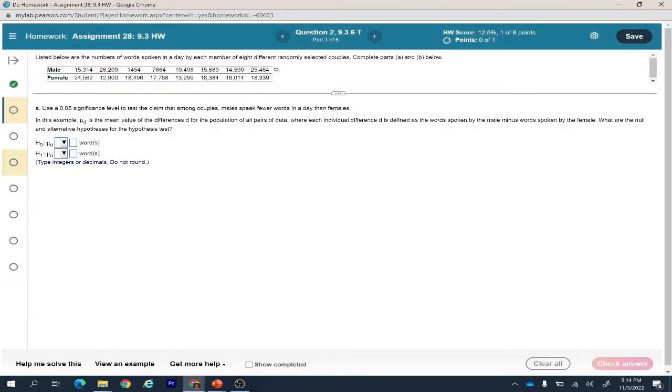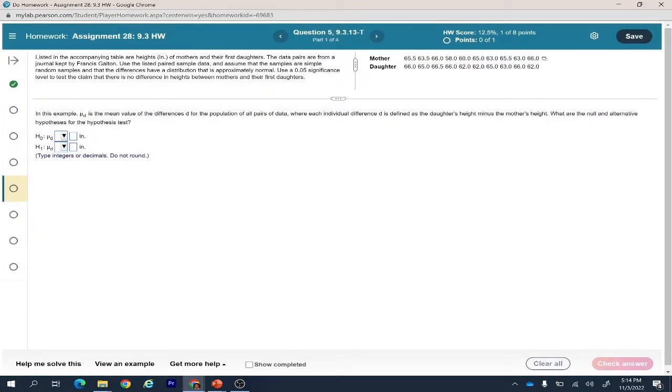Okay, let's go to this problem. Okay, we have given data here. Listed in the accompanying table are heights in inches. So this is the pair of heights between mother and daughter in inches. The data pairs are from a journal kept by Francis Galton. Use the listed paired sample data and assume that samples are simple random samples.